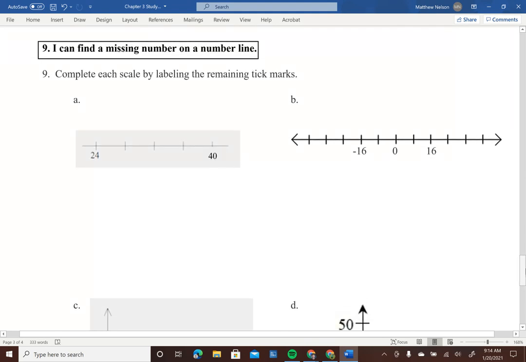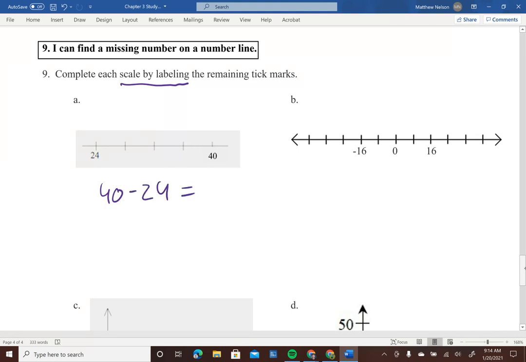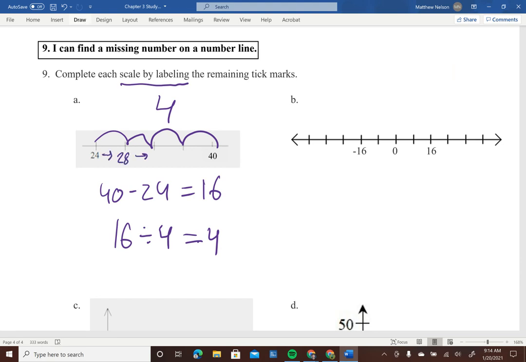All right, now it says I can find a missing number on a number line. Complete each scale by labeling the remaining tick marks. So here, I'm going to look at the space between 40 and 24, which is going to give me 16. And now I'm going to do 16 divided by the number of marks here. 1, 2, 3, 4 spaces. 16 divided by 4 equals 4, which means if I count up by 4 on each of these lines, so 24 goes to 28, 28 goes to 32, 32 goes to 36, then I'm going to end up going up by 4 each time and end up at 40. So that's all good there.